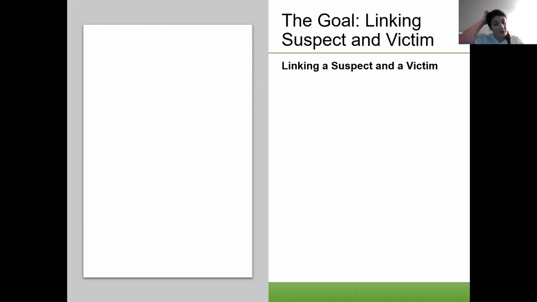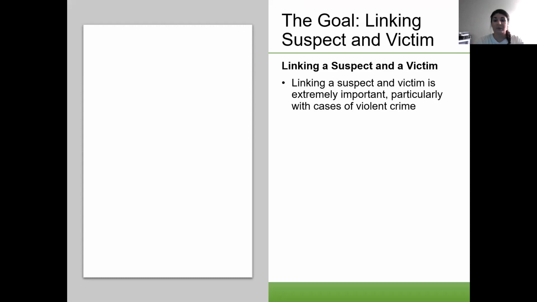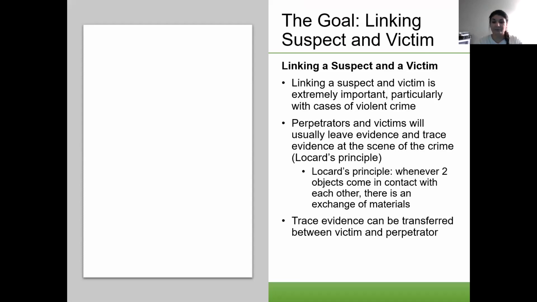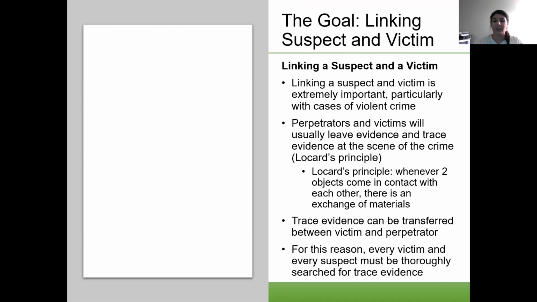The third goal is linking a suspect and a victim. This is extremely important, particularly in cases of violent crime. Perpetrators and victims will usually leave trace evidence at the scene of the crime due to Locard's exchange principle that we talked about before. Any contact will leave a trace, so there's usually always trace evidence. Trace evidence can be transferred between the victim and a perpetrator, and for this reason, every victim and every suspect must be thoroughly searched for trace evidence.